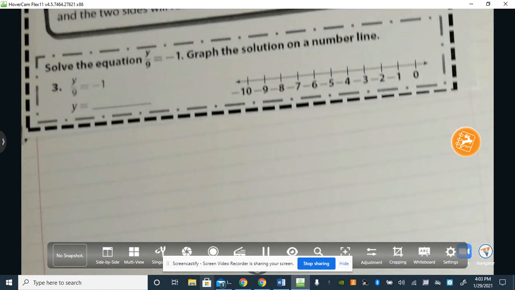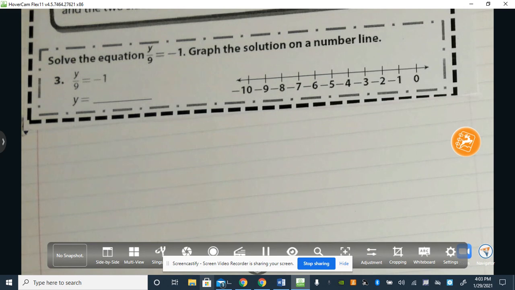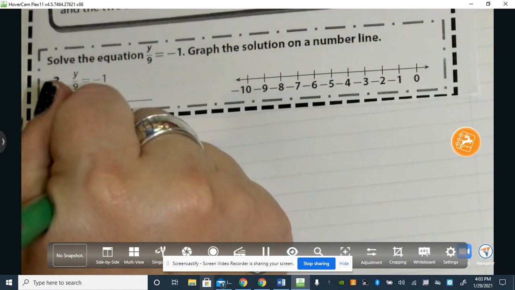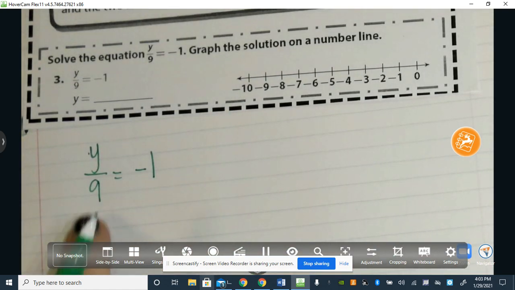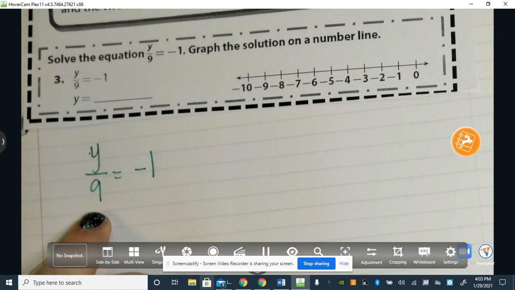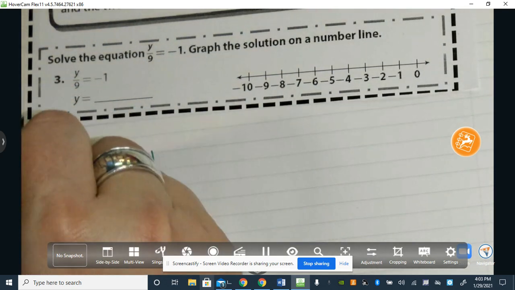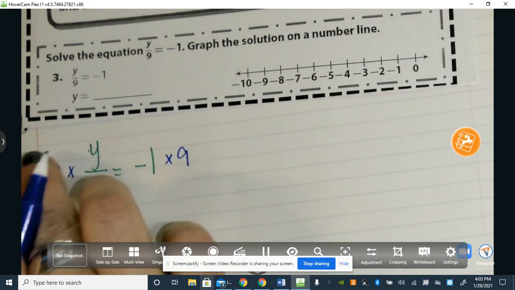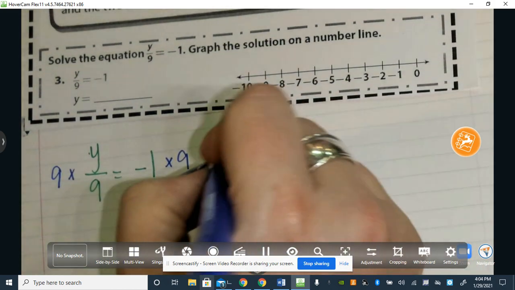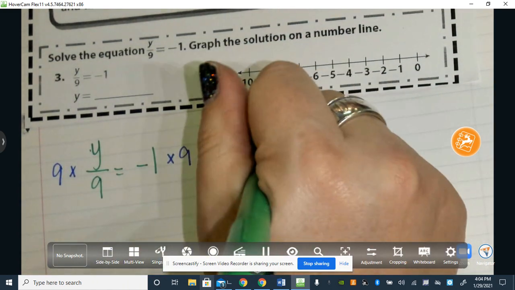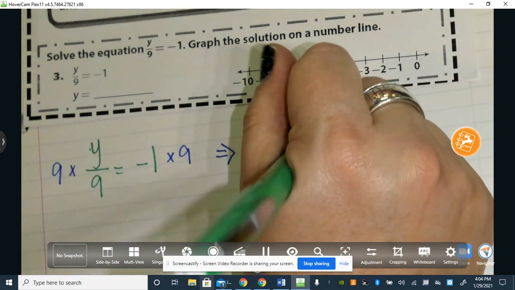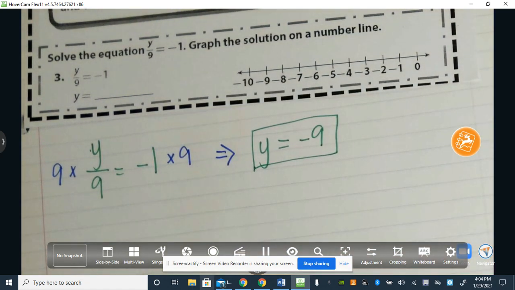So let's look at this one. We have y divided by 9 is equal to negative 1. We see division, so how I show that I'm going to multiply, super easy. Put a multiply by 9 on one side and multiply by 9 on the other side. This cancels to give me 1, so then I'm left with just y on this side. The equal sign stays the same, and then I solve this. Negative 1 times 9 gives me a negative 9. So y is equal to negative 9.